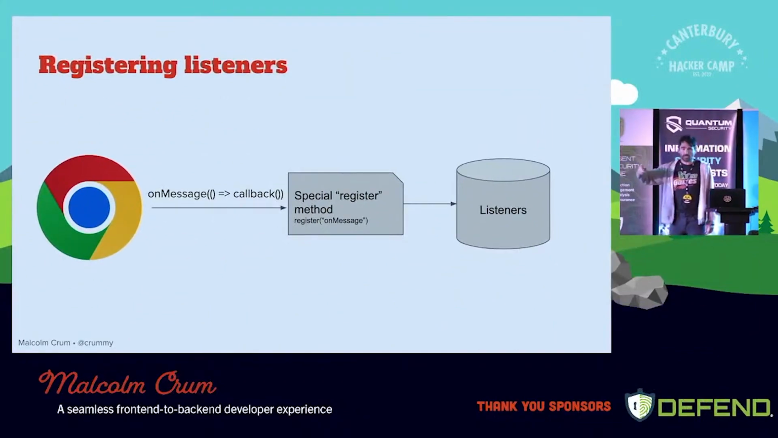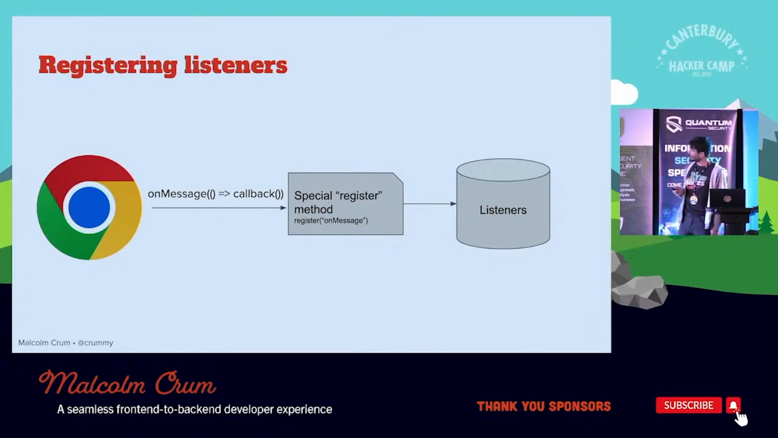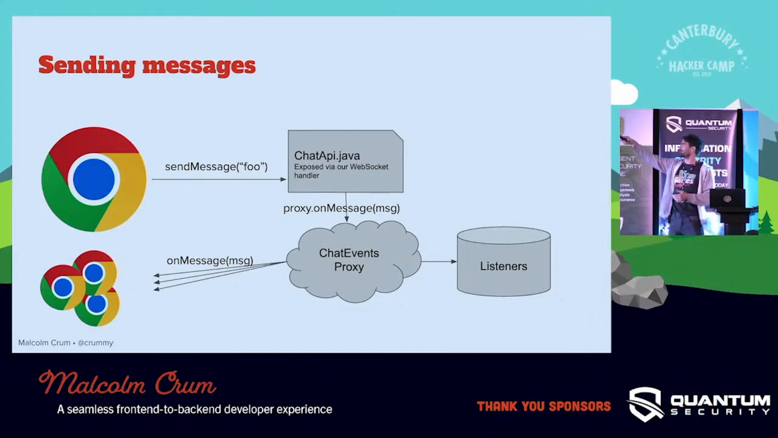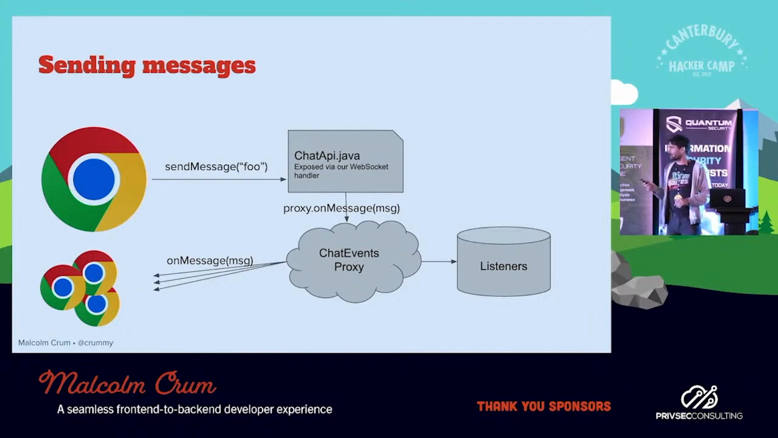The client says, I'm interested in any on-message events. It sends a special register message to the backend. And then the backend persists that, remembers that this client is interested in this type of message. And then at a later point, another client sends a message through the backend, which performs whatever processing we need, and then distributes that out to any listener that's registered an interest in those types of messages.